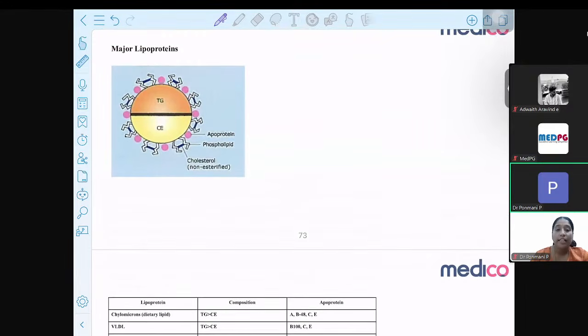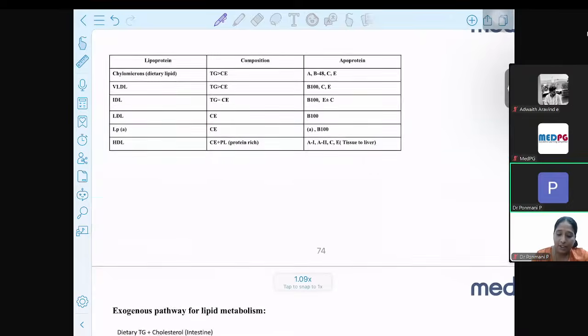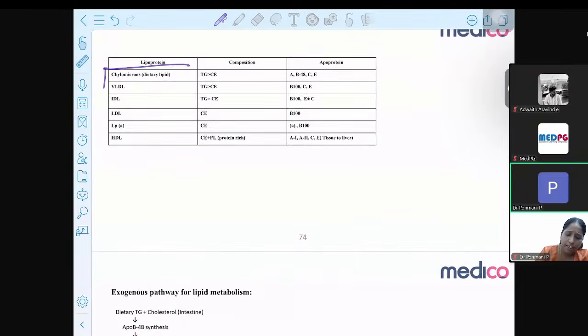So you know the VLDL, LDL, IDL, all these are the major lipoproteins. These lipoproteins are composed of components, which are triglycerides and cholesterol esters, and surrounding the surface, they have apoprotein. Okay, so each lipoprotein has a distinct apoprotein, which you must remember. So these are the list of the lipoproteins you have.